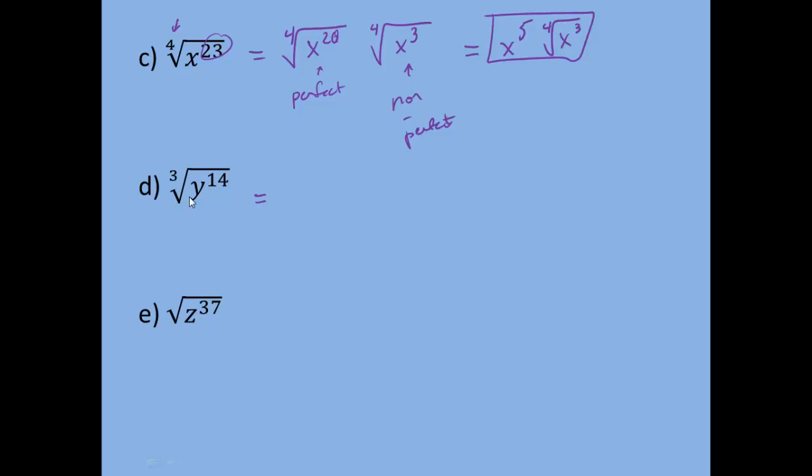For the next one, we get the cube root of y to the 14th. Now remember, you should check to see: is 14 divisible by 3? In this case, 14 isn't divisible by 3, so we know we're going to have to make two cube roots. In the first cube root, we're going to put our perfect factors, and in the second one, we're going to put the non-perfect factors.